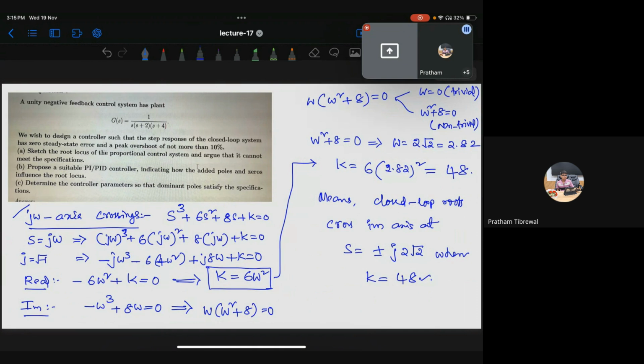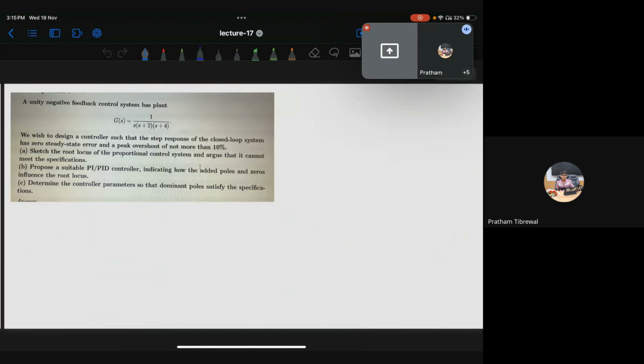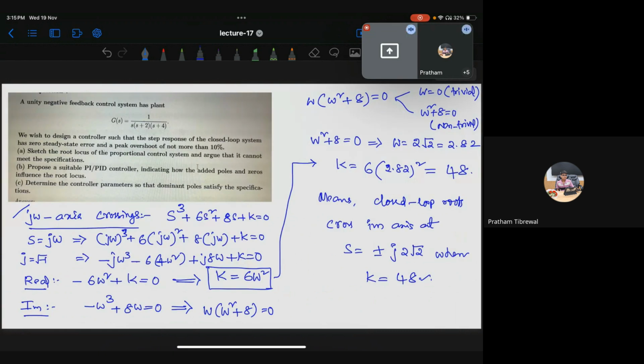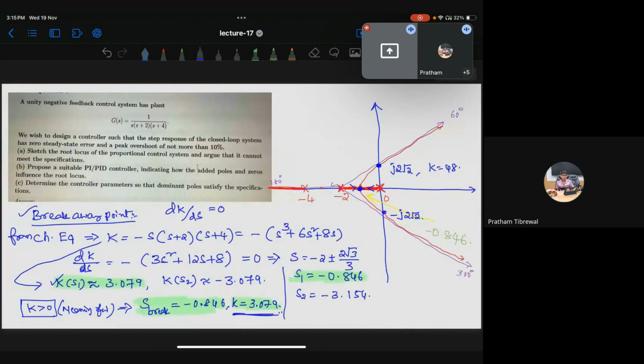Then I have a doubt in the other slide. After this, this is the last one. So here we are finding the j omega crossing point. Finally, this is our root locus.